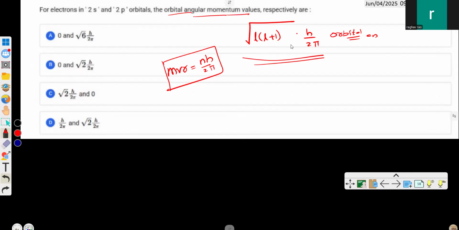So now for a 2s, L value is 0. So 0 into anything would be 0. So this is 0. For p, L value is 1. Under root of 1 into 1 plus 1, into h by 2 pi. 1 plus 1 is 2. So root 2 into h by 2 pi. So option would be this: 0 and root 2 into h by 2 pi.